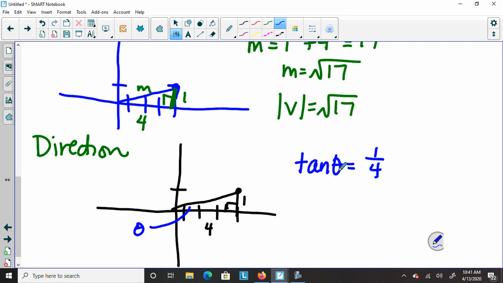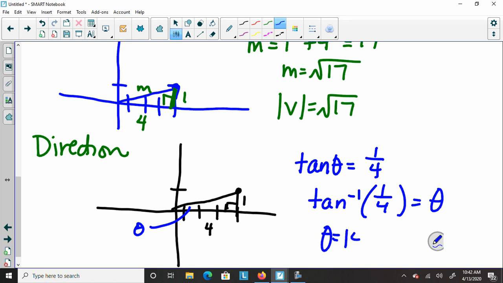So if I'm looking for an angle, remember we always have to do the inverse to find the angle. So inverse tangent of 1/4 is going to give us theta. So you can just do that in your calculator. Make sure you are in degree mode. So I'll switch to degree mode. I'll do inverse tangent 1/4. And that gave me 14.04 degrees. So that is the direction, 14.04 degrees.